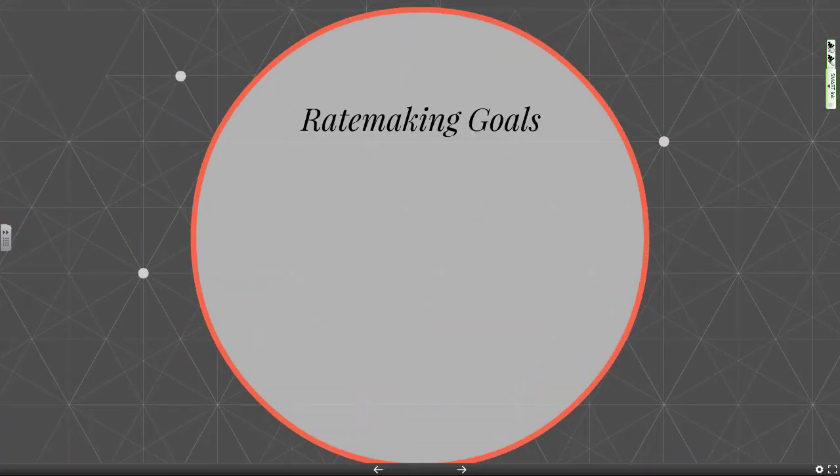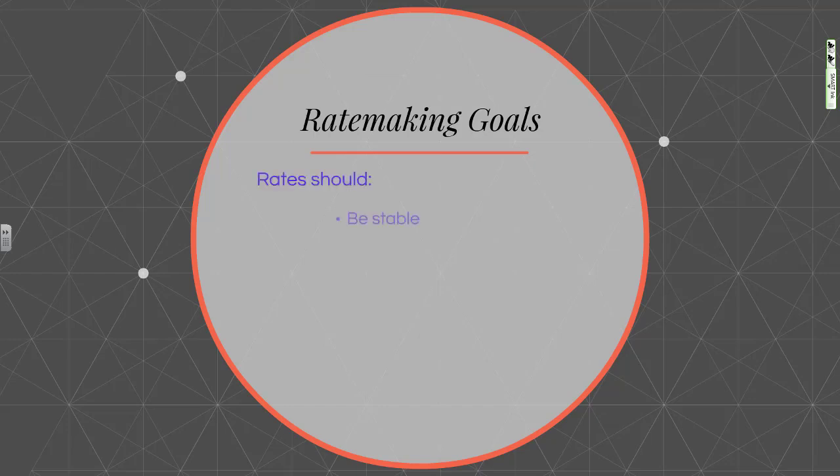Now let's discuss rate-making goals. We know that rates must be adequate, not excessive, and not unfairly discriminatory from our discussions of insurance regulation. But what about specifically from the perspective of the insurance company? In order for an insurance company to be successful, the rates that the actuarial staff sets for insurance policies should be stable. In other words, they should not fluctuate greatly. They should be responsive to change. In other words, if the risk changes, the rate should go down or up to reflect that change.